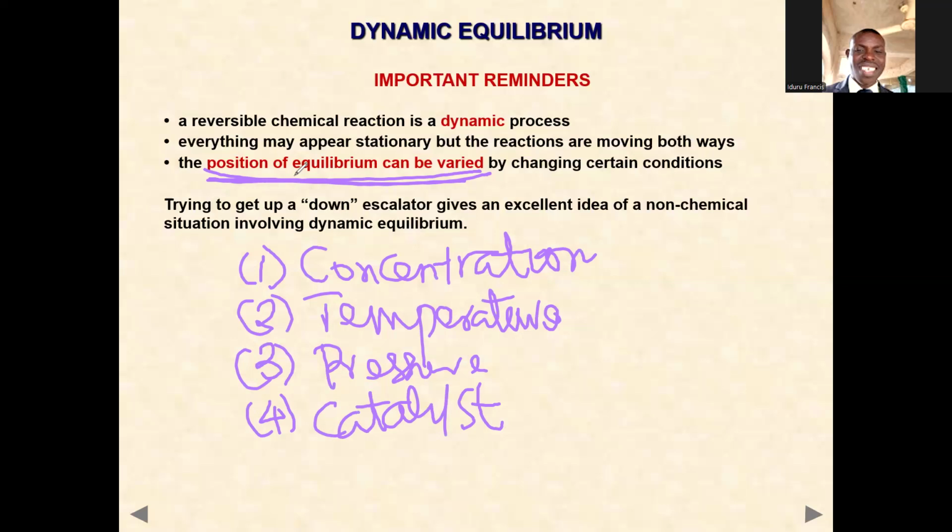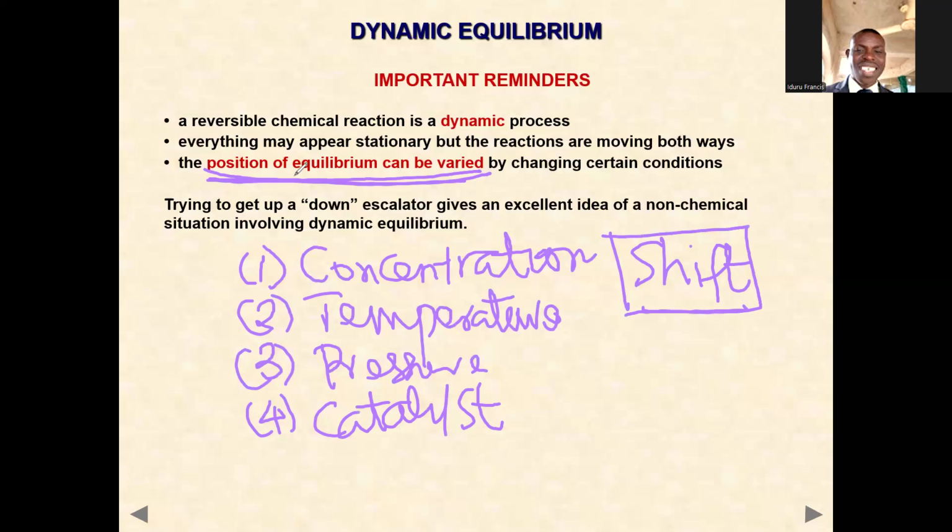There are two positions of equilibrium. The first one is the forward reaction. The second one is the backward reaction. So you have to determine where the equilibrium position is shifting to. So the word shift is very important. Shift means that there's a change in direction. So is it shifting to the forward, to the right-hand side?